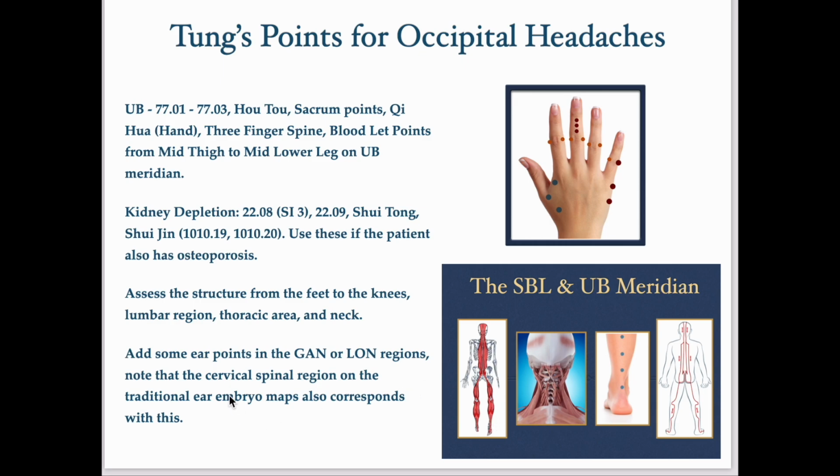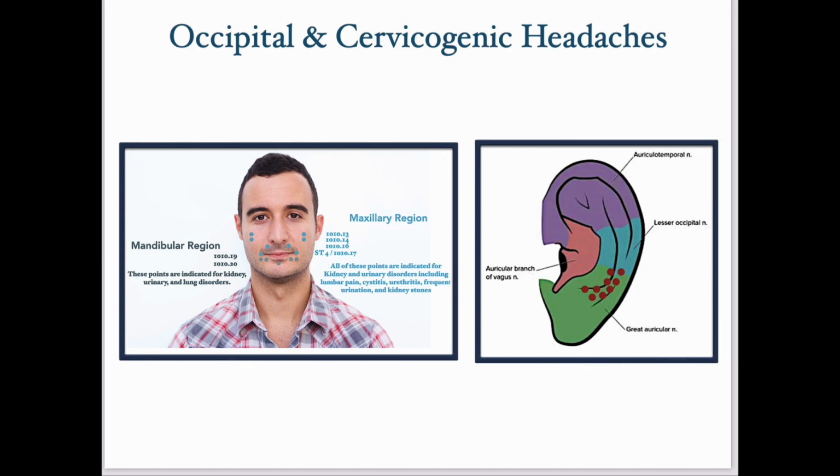The last point here reads, add some ear points in the greater auricular nerve or the lesser occipital nerve regions, and note that the cervical spine region on the traditional ear embryo map also corresponds with this. We've already spoke about that, so be sure to use those ear points when needed and when appropriate for treating occipital headaches that are related to cervical problems, because angling the treatment from that perspective of using the ear points is precisely what some people need. And through the years of using these techniques, I've found that by adding those ear points, it was able to take the client to the next level of health and recovery.